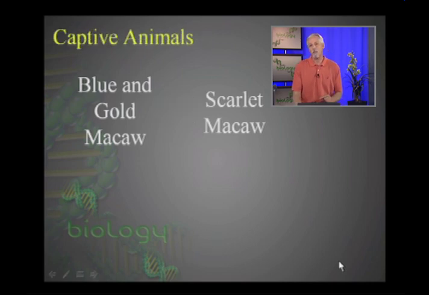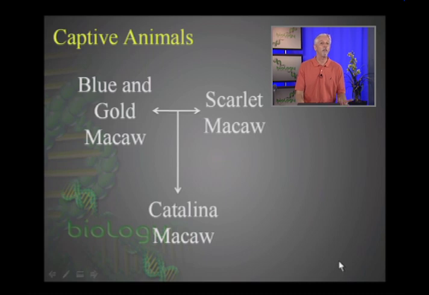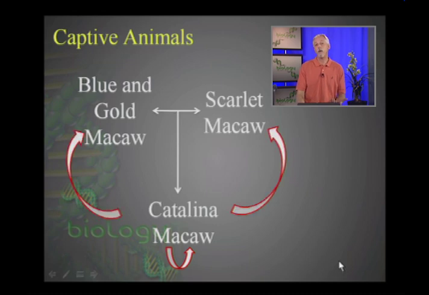But in captive populations, especially if you take young birds, if you take a very young blue and gold macaw and raise it with a scarlet macaw, they will essentially imprint on one another, and they can produce viable offspring, and this is known as a Catalina macaw. So they produce a Catalina macaw. Catalina macaws can breed with one another. They can breed back to either parent here.